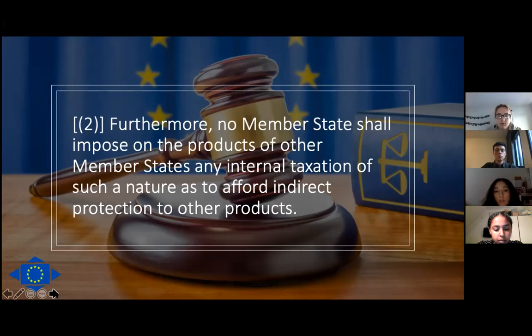Additionally, a customs duty differs from a tax in that a customs duty is a fee that must be paid when goods pass a border. The taxes referred to in Article 110 TFEU are a systematic internal process of dues that are applied to different kinds of commodities regardless of their origin.